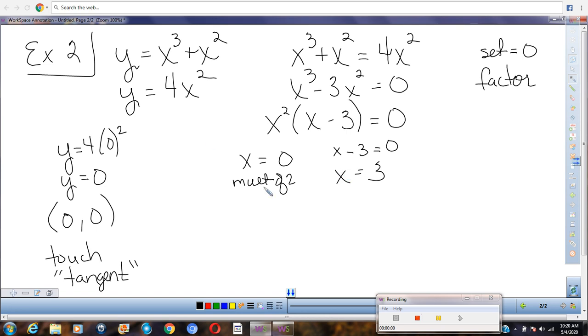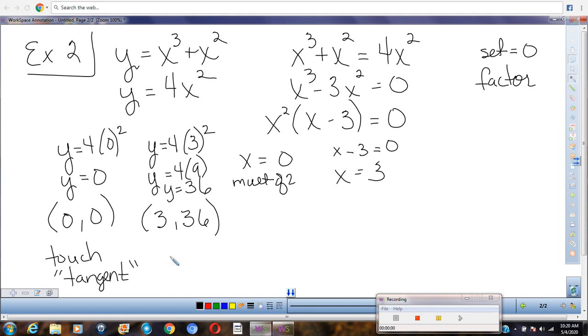All right, let's plug 3 in. So we have y equals 4 times 3 squared. Now you could have plugged it in the top one. It doesn't matter, whichever one works for you. We have y equals 4 times 9, which means y equals 36. So the second point we have here is at the point 3 and 36. And again, we want to make sure we write them as a point.